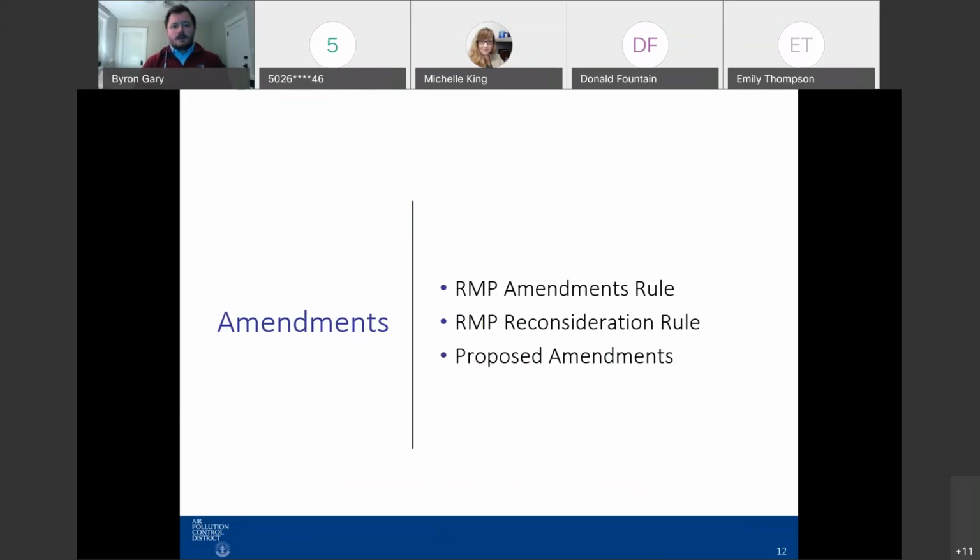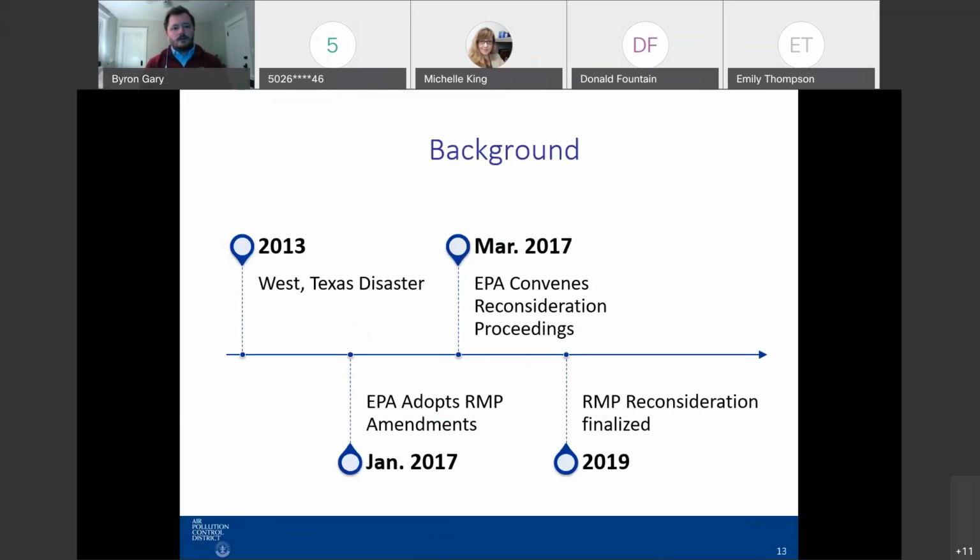A little bit more background on where we are in the timeline. In 2013, everybody's probably familiar with the disaster that occurred in West Texas at a fertilizer facility when a fire led to an explosion that killed, I believe, a dozen people, primarily first responders, as well as one or two civilians nearby. In response to that, President Obama did issue an executive order mandating review of a number of regulations nationwide. It was a result of that that EPA adopted the RMP amendment in January 2017.